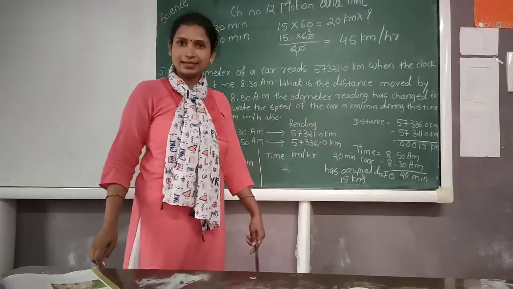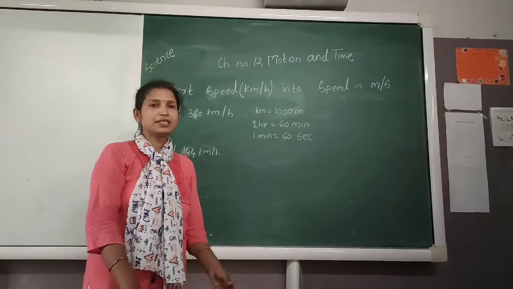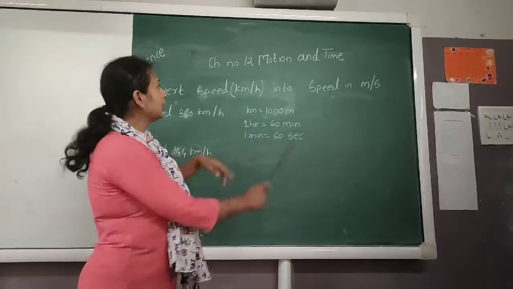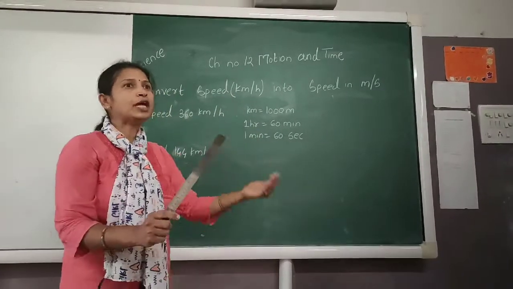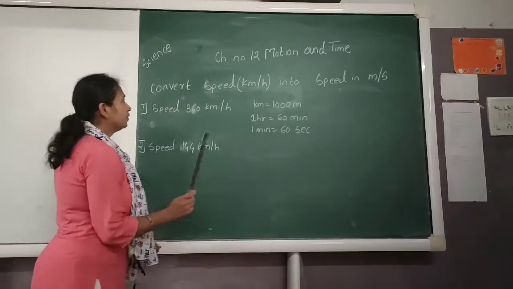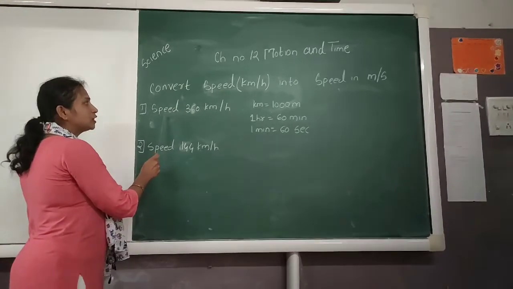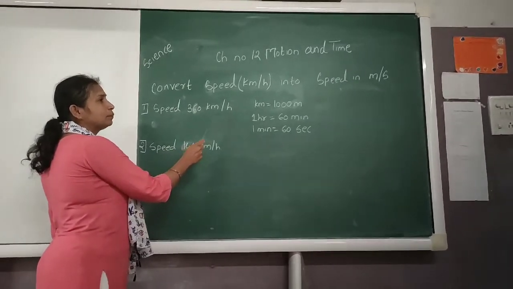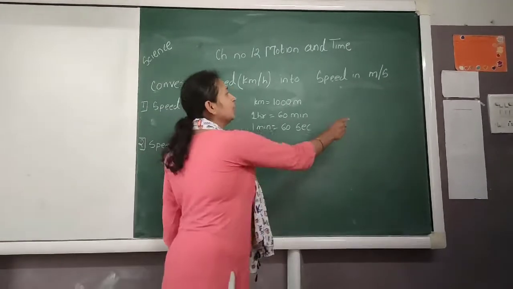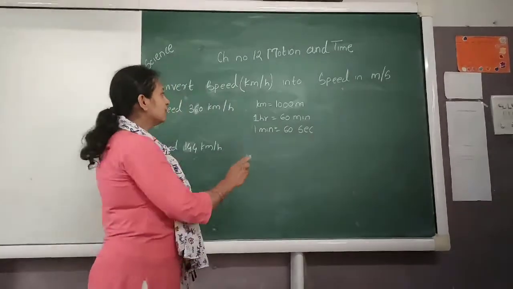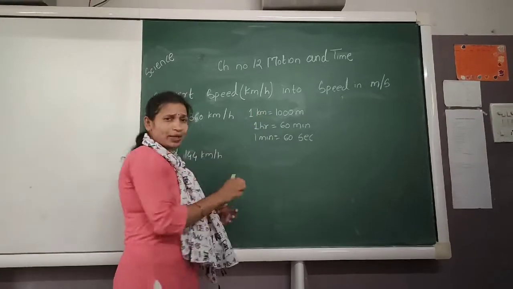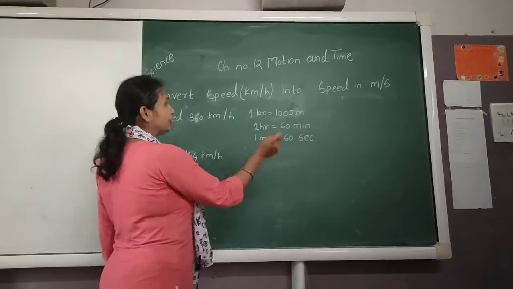This is our answer. Now, students, we are going to learn what to do if speed is given in kilometer per hour and we have to convert it into meter per second. One example is given here. Speed 360 kilometer per hour. The speed is given and we are supposed to convert it into meter per second. We know that 1 kilometer is equal to 1000 meter. So we have to convert the kilometer into meter.